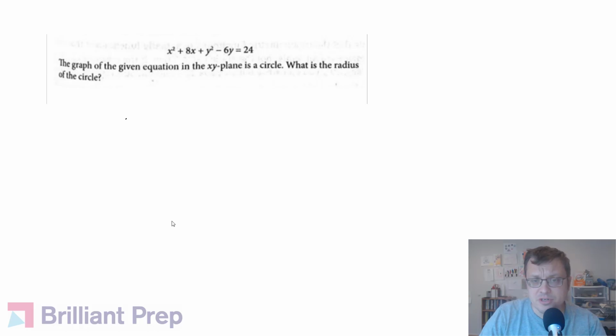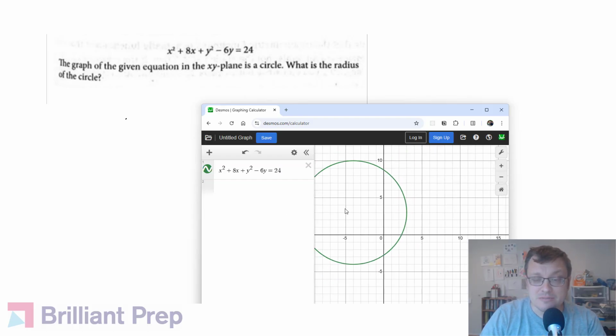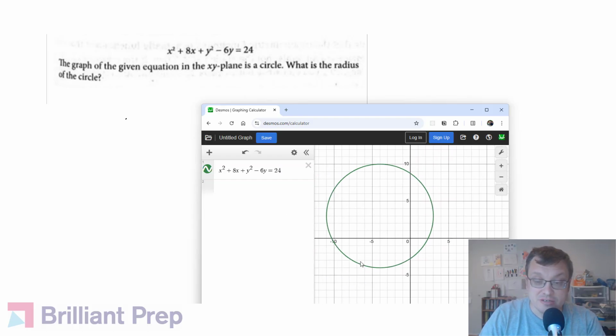Here we're given the equation of a circle and we want to find the radius. One option could be to use Desmos, and we could actually just plug it in straight away. This isn't always going to work depending on what the graph looks like. It may be sometimes a little challenging to find the radius or the center from the graph.